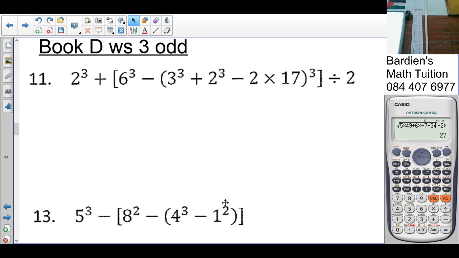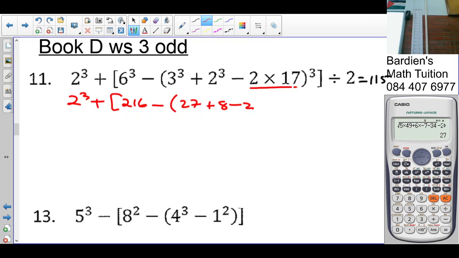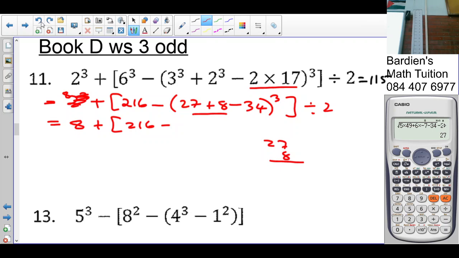Let's see. Maybe both of you made the same mistake. Let's check. There's 2 cubed plus 6 cubed minus 3 cubed is 27 plus 8 minus 2 times 17 is 34. Not so? All cubed divided by 2. 2 cubed, I could have written 8 here, no? So it's 8 plus 216 minus. 27 plus 8 is 35. Minus 34 gives you 1. So 1 cubed divided by 2. What is 1 cubed? 1. So it's 8 plus 216 minus 1 divided by 2.